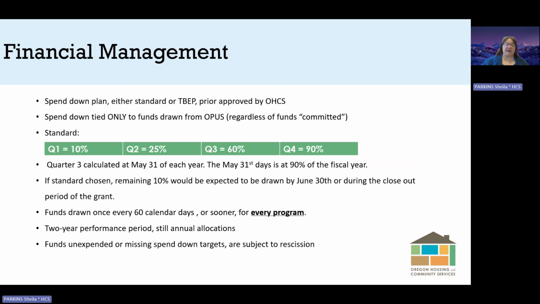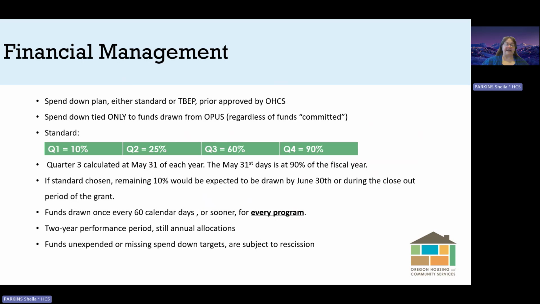The standard spend down plan is the expenditure of funds drawn from OPUS: 10% of the funds in the first quarter, 25% in the second, 60% in the third, and 90% of the funds by May 31st of each year.